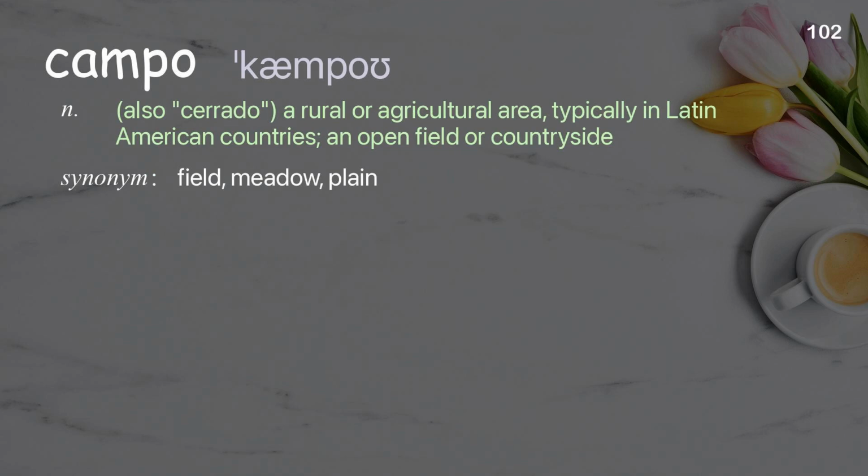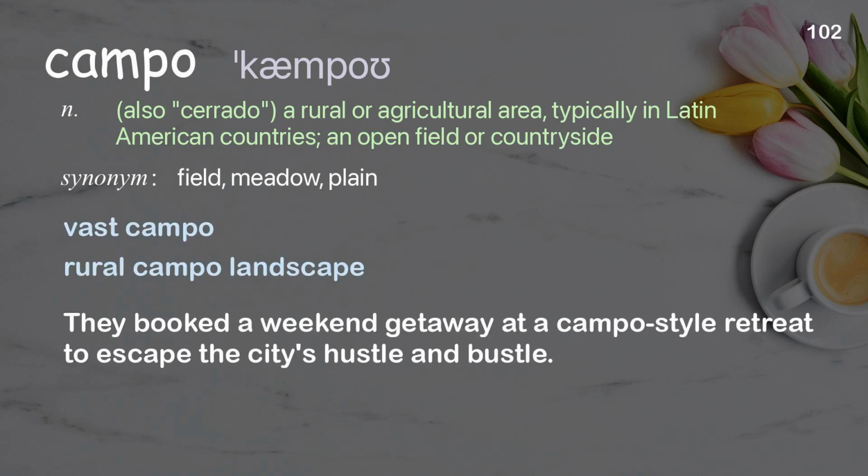Campo. Also Cerrado, a rural or agricultural area, typically in Latin American countries, an open field or countryside. Examples: Vast campo. Rural campo landscape. They booked a weekend getaway at a campo-style retreat to escape the city's hustle and bustle.